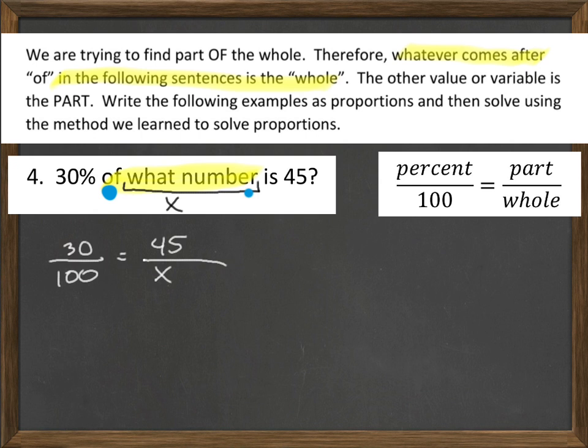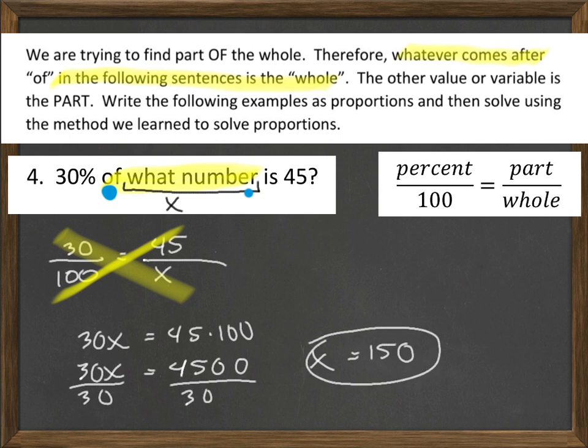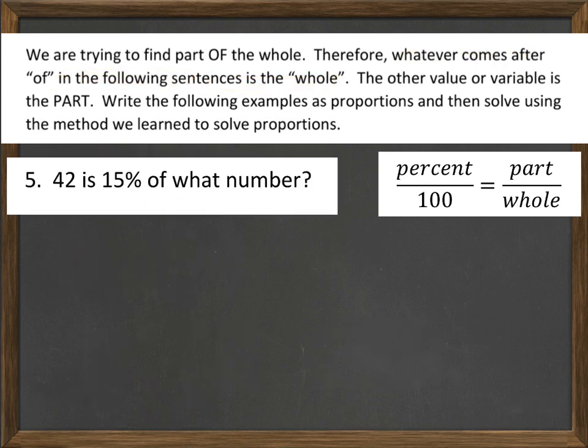Now that we have our proportion set up, let's go ahead and cross multiply and solve. We have 30x is equal to 45 times 100. So we have 30x is equal to 4,500. Then we just divide both sides by 30, and we find out that x is equal to 150. Okay, let's do another example.